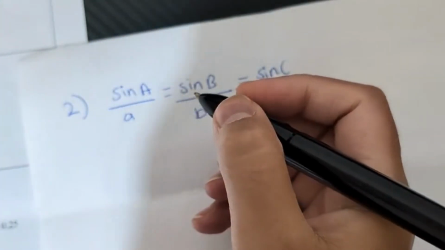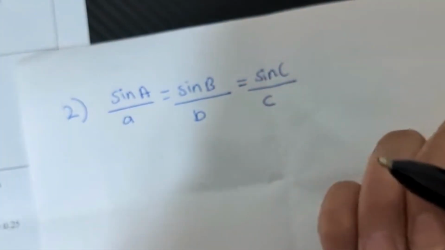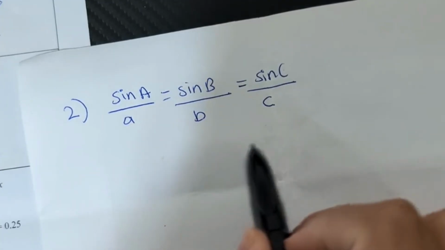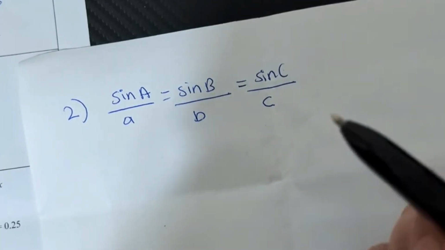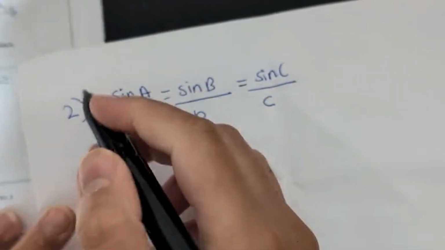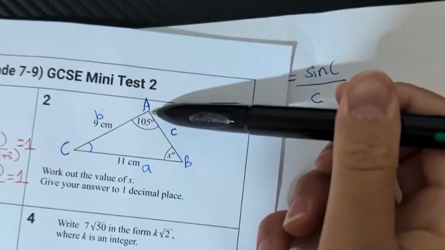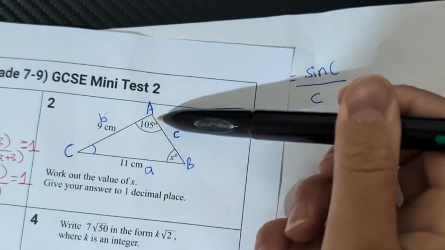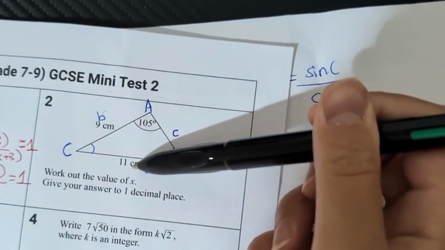So let's go ahead and input my values now for this formula. So sine A we already know from the question. Let's go again. We have got 105 degrees, and we also know lowercase a is 11 centimeters.